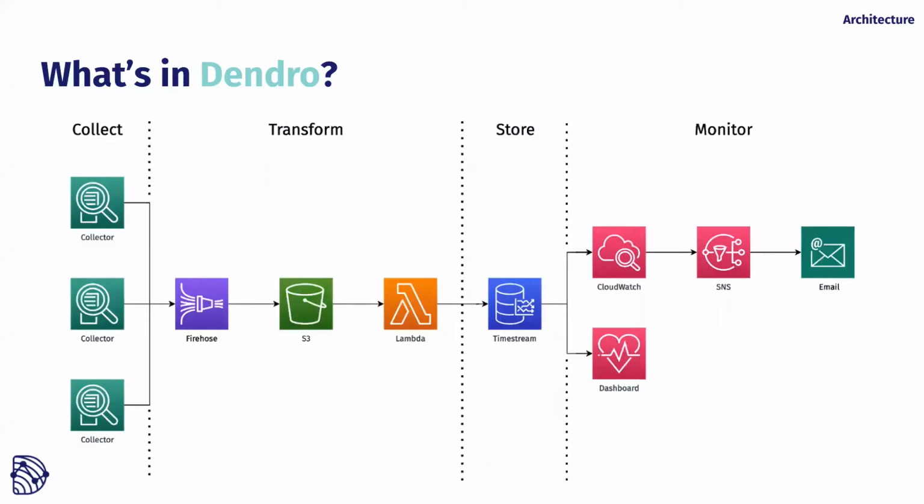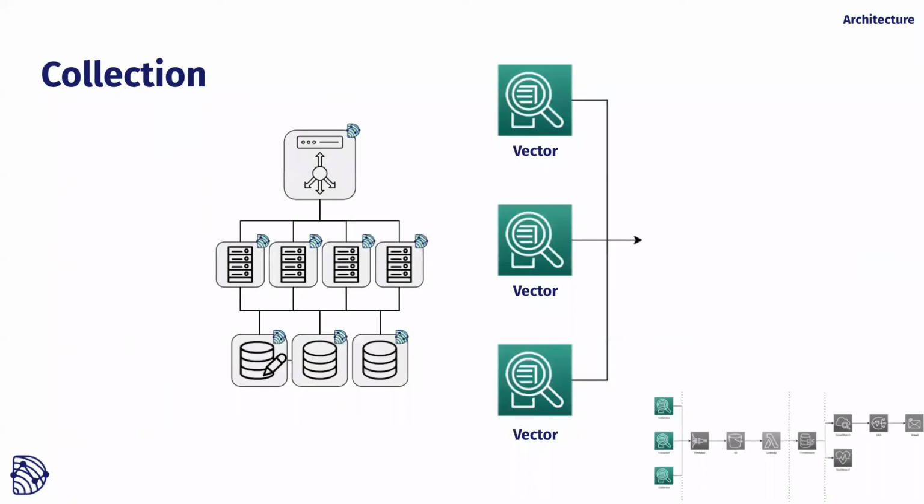So, as we've seen, Dendro is made up of 4 major parts, each of which is made up of smaller components. The first step is collection. For each service in your distributed app that you want to monitor, you're going to set up collection. If you look at the diagram on the left, you can see each service has Dendro deployed on it. We're using a collection agent called Vector to gather, transform, and send our users' distributed logs to the pipeline.